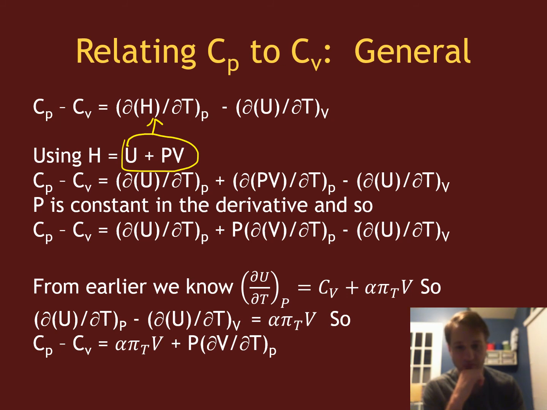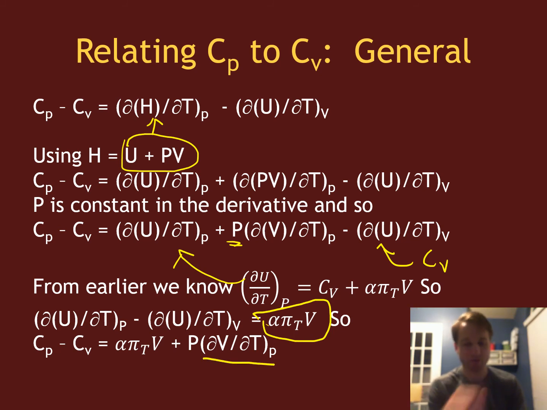It's constant pressure, so pressure just gets pulled out here. We've solved for what this is already, and note that this is just equal to CV. So what we're left with, when we take del U del T under constant pressure minus del U del T under constant volume, is just this term alpha pi sub T times volume. Then we still have this del V del T under constant pressure term.